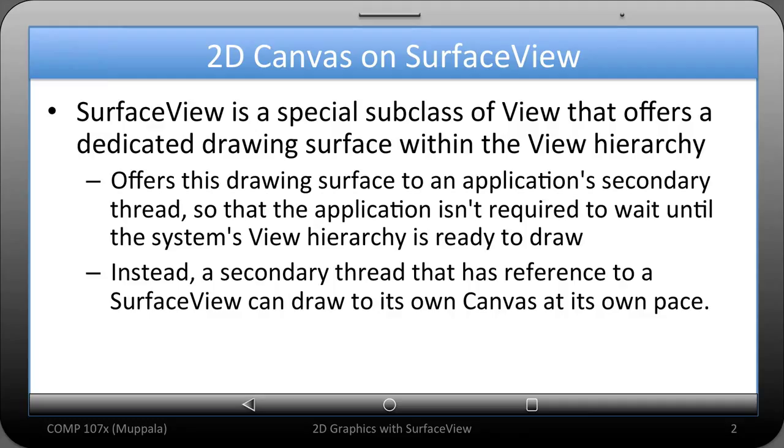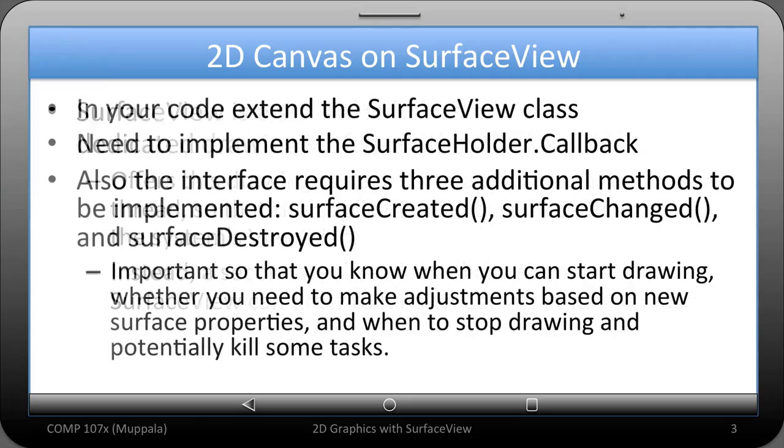So the secondary thread is required for doing this. So all the updates will be carried out on a secondary thread instead of the main UI thread of our application. So using the secondary thread, we can carry out our work at our leisure. How do we go about implementing this in practice? To do this, we will now extend the surface view class rather than the view class as we did before.